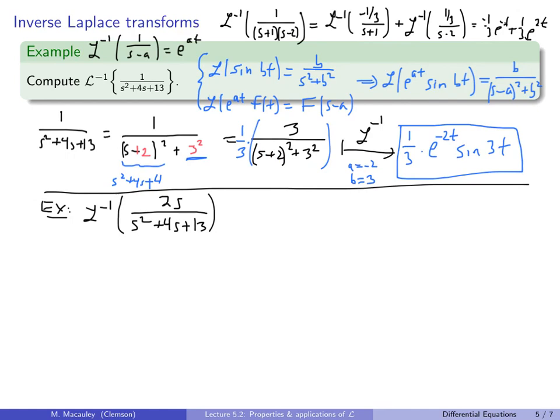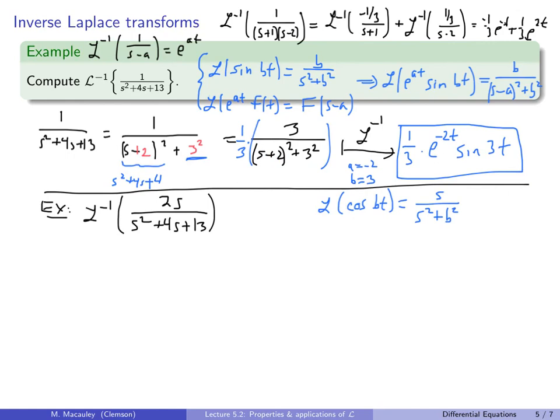Recall that the Laplace transform of cosine of bt is very similar to that of sine. It's s over s squared plus b squared. The way I keep them straight is that one of them has a b on top, and one of them has an s on top. The one that starts with an s, sine, is not the one that has the s on top. So I never get them confused, but I can see how it's easy to do.